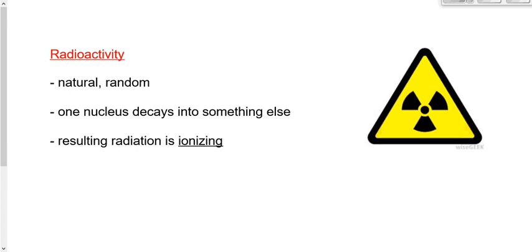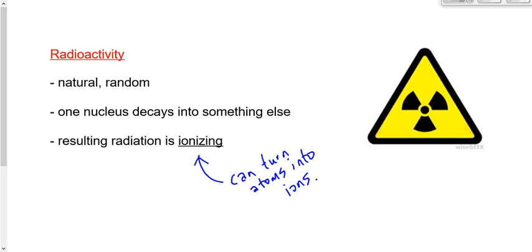The resulting radiation that comes from this is called ionizing radiation. Ionizing radiation is radiation that can turn atoms into ions. So we're not saying that it releases ions. It releases radiation that can turn atoms into ions. Does that make sense? And what's an ion? An ion is basically a charged atom, right? It can turn atoms into charged atoms.